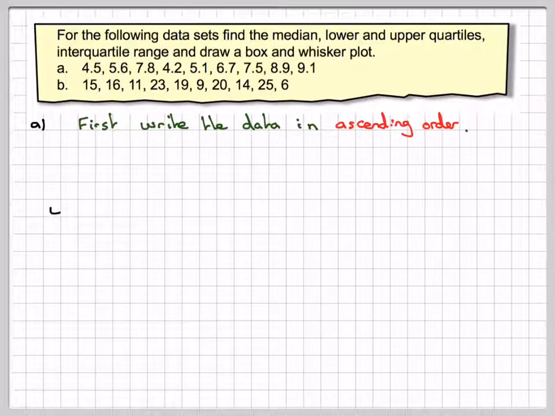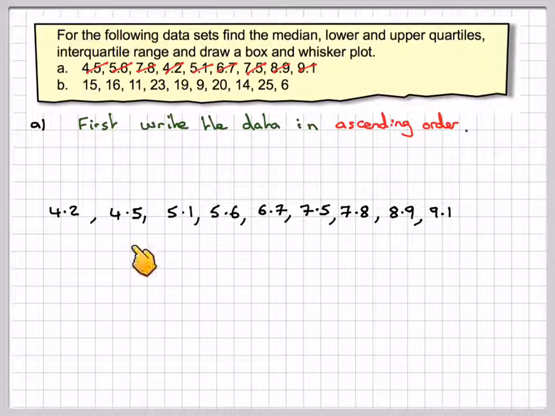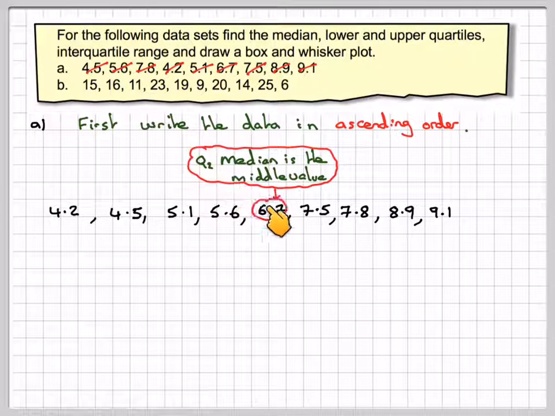highest. So doing that, 4.2, cross off if you do it, 4.5, 5.1, 5.6, 6.7, 7.5, 7.8, 8.9 and 9.1. Now you've got them in a list. There are 9 values altogether, so the middle one will be the 5th value, which is this one here. So we call that Q2, and that's called the median.